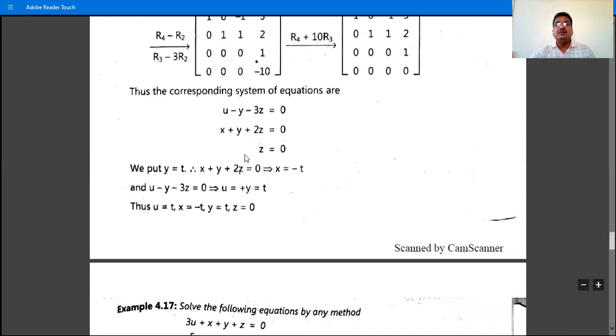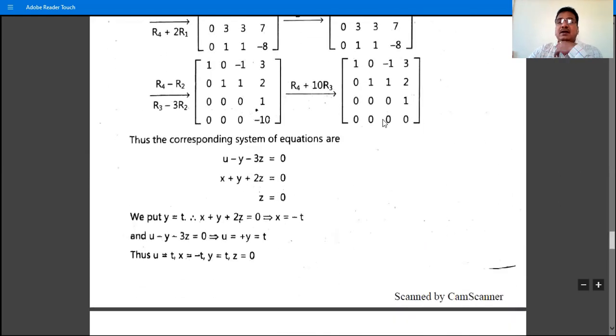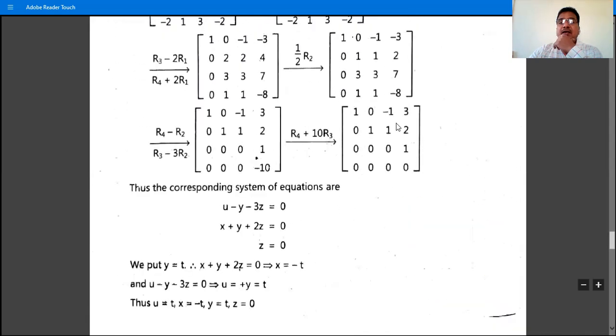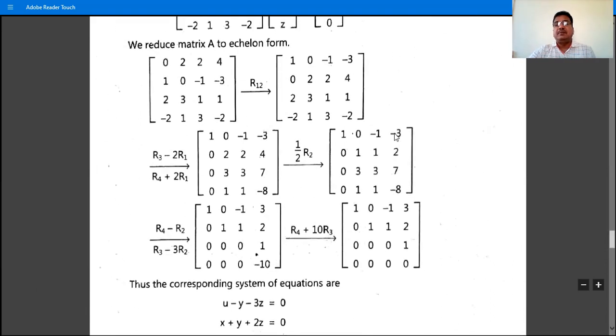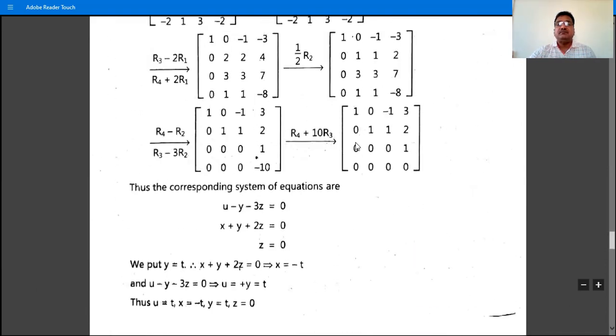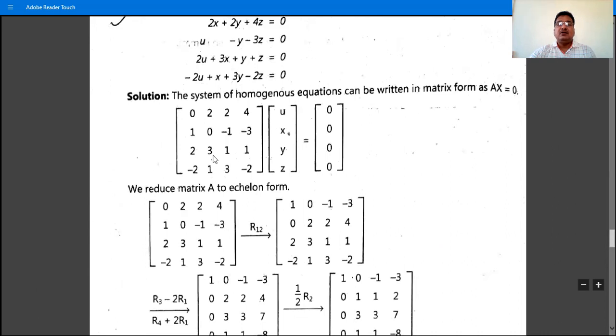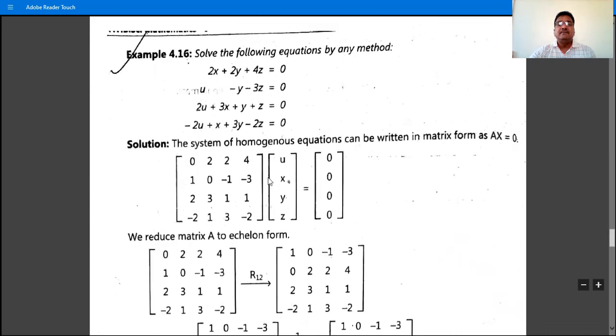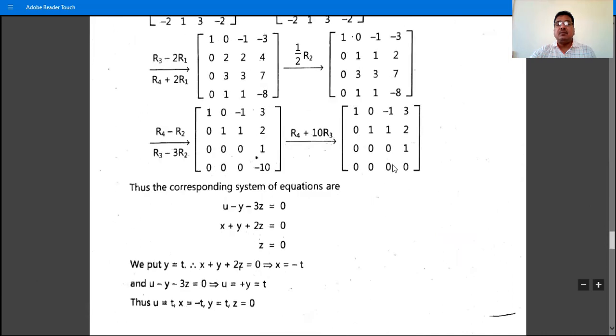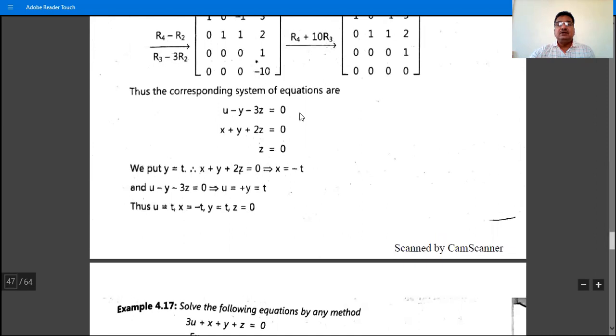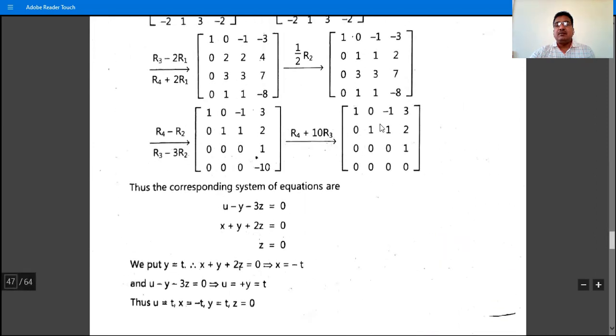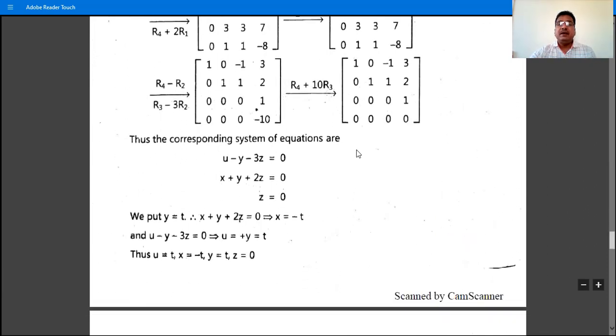If you observe, the rank of A is 3, and the rank of AB is also 3 in this problem. Rank of AB or rank of A|0. So the rank of A and rank of AB are equal. The system is consistent, but the rank is strictly less than the number of variables. Number of variables is 4, and we have 3 equations. Rank of A is equal to rank of AB is equal to 3, strictly less than the number of variables, and therefore the system has infinitely many solutions.